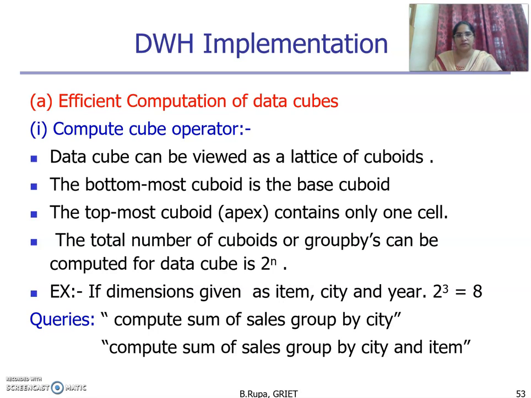First we need to go for the general data cube. You already know what is meant by a data cube. It contains multiple dimensions and cuboids. The data cube can be viewed as a lattice of cuboids. The bottommost cuboid we call the base cuboid, and the topmost cuboid we call the apex cuboid. The total number of cuboids or group-bys that can be computed for a data cube is 2 to the power of n. For example, when the dimensions of the cube are item, city, and year, that means 3 dimensions. We can compute the number of cuboids as 2 to the power of 3, which is equal to 8. So 8 cuboids are available when we have 3 dimensions.